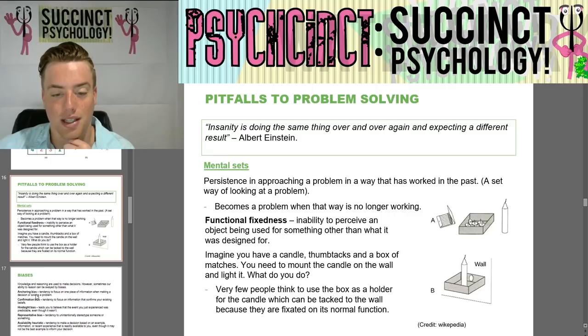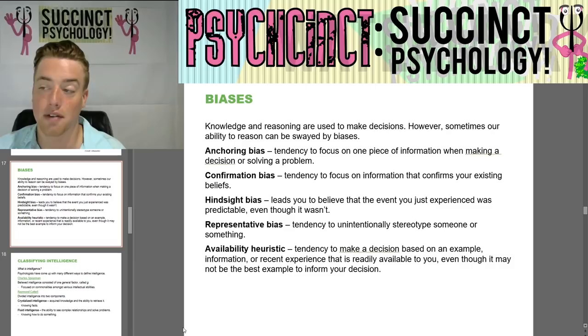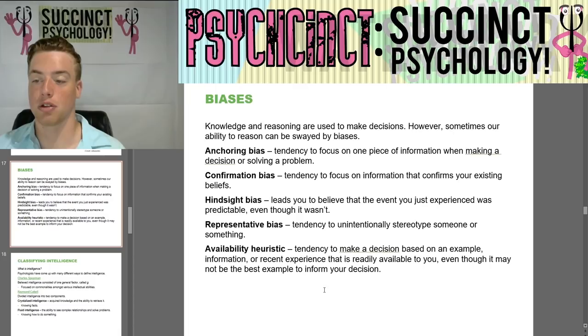Next, we have biases. Knowledge and reasoning are used to make decisions. However, sometimes our ability to reason can be swayed by biases. We have an anchoring bias, which is a tendency to focus on one piece of information when making a decision or solving a problem. Then we have confirmation bias, which is a tendency to focus on information that confirms your existing beliefs. Hindsight bias leads you to believe that the event you just experienced was predictable, even though it wasn't.